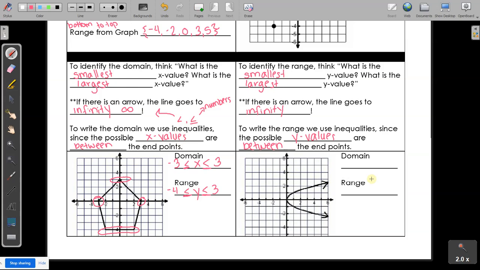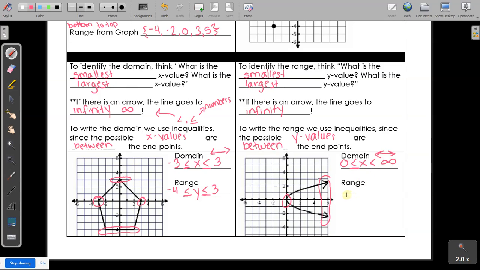Let's look at the next graph. Domain: we're starting at the smallest x value, so we go from left to right. Furthest over our graph goes is right here, and that is at 0. So let's start off with our outline: x and our two inequalities. We're starting at 0. If we start at a number, we put the line underneath. How far over do we go? Well, we go over to arrows. And our arrows mean infinity, so we're just going to put the infinity symbol and no line underneath.